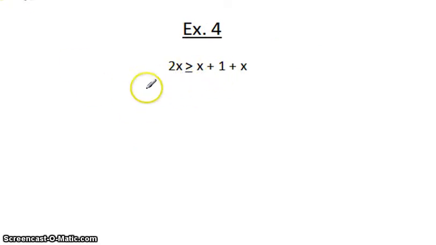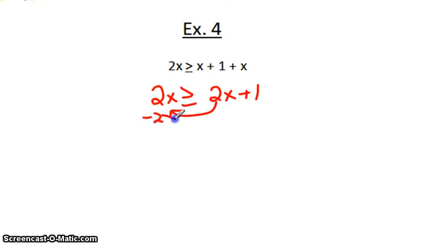Okay, again, no fractions, no grouping symbols. I'm actually going to start at step 3, which means I need to simplify each side. This side is already simplified. I need to come over here and combine like terms. So I have 2x is greater than or equal to x plus x is 2x plus 1. At step 4, I want to move the 2x over here, which means I'm going to subtract it. And I discovered that those cancel, so I have 0 is greater than or equal to 1.